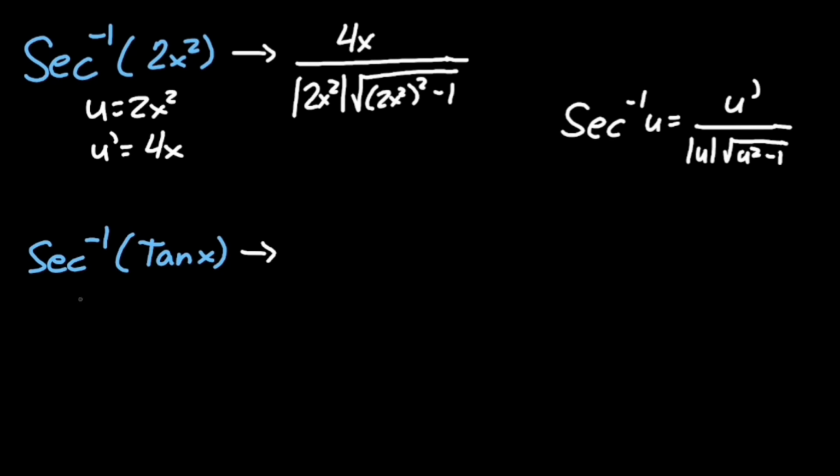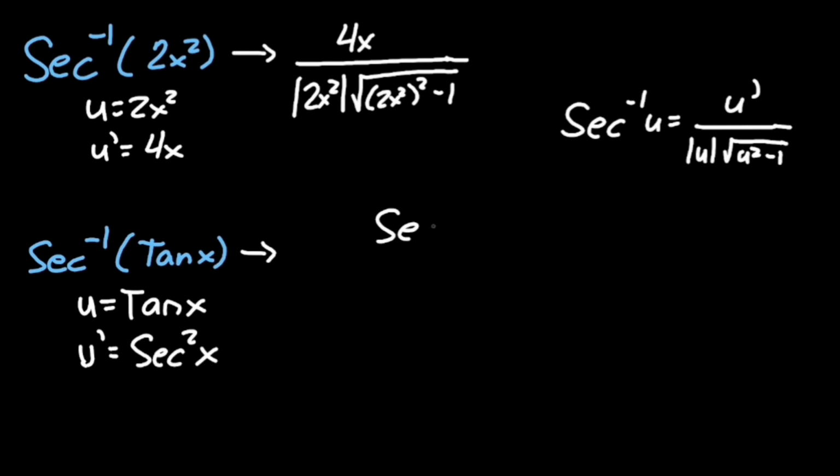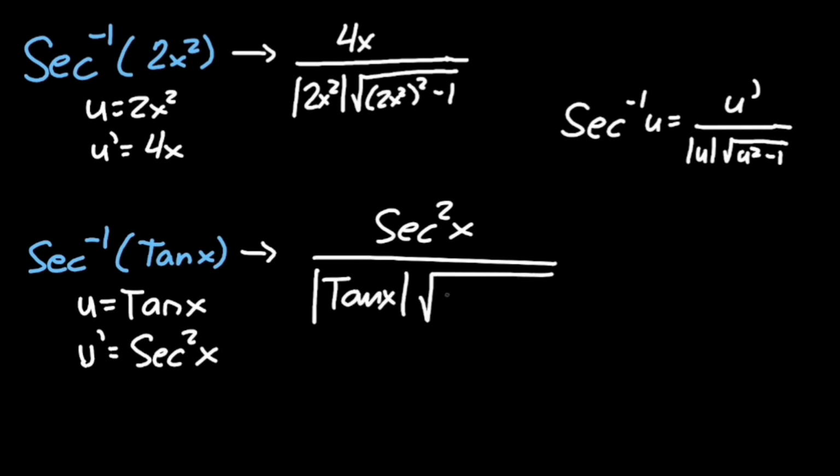For this example, let tan x be u, and the derivative of tangent of x is secant squared x. Let's solve this according to the formula. Once again, you will get secant squared x over the absolute value of tangent of x multiplied by the square root of tangent of x raised to the power of 2 minus 1.